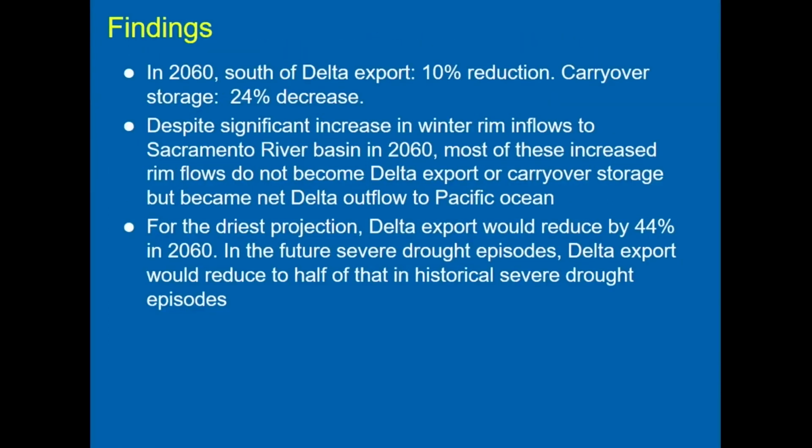Okay, next. So this is the finding. You can see in the middle of the century, Delta export was reduced 20%, carryover storage was 24% decreasing, and despite a significant increase in winter rain inflow to the Sacramento River Basin in 2060, projected by the 20 climate model projections selected by CCTAG, most of this increase in rain flow does not become Delta export or carryover storage, but became net Delta outflow to the Pacific Ocean.